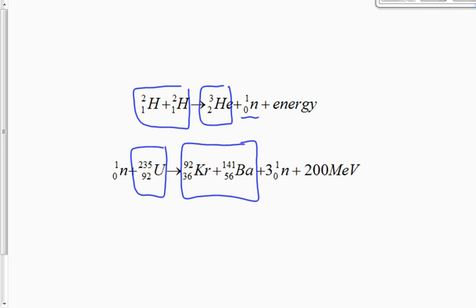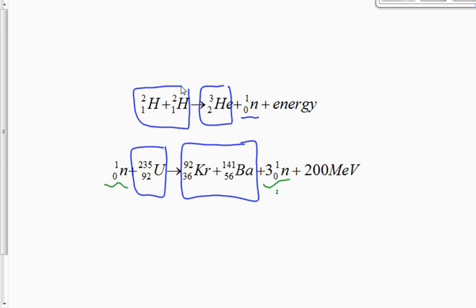uranium-235, one heavy thing, splits apart into two lighter things. You can see a neutron over here. You see three neutrons over here. Hey, by the way, it's not always three neutrons over here. Could be two, could be four. Depends upon the exact reaction that's taking place. And this one, it's three.